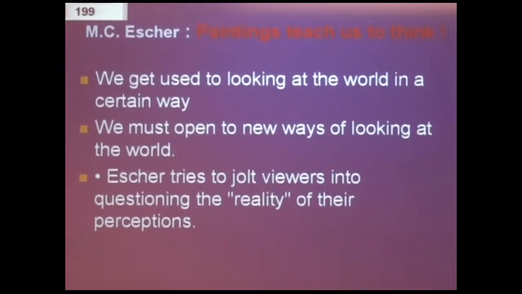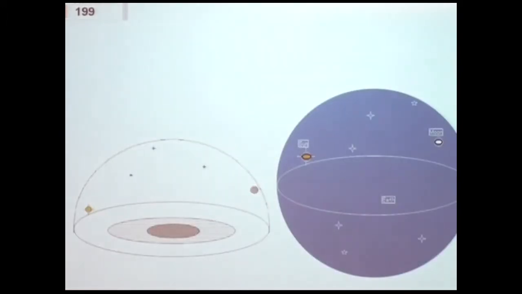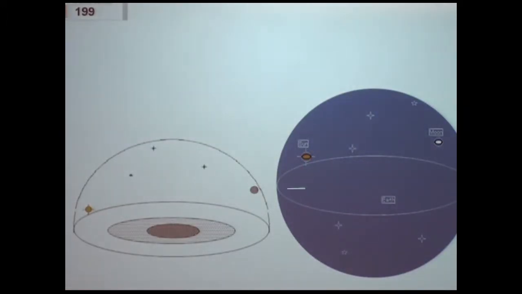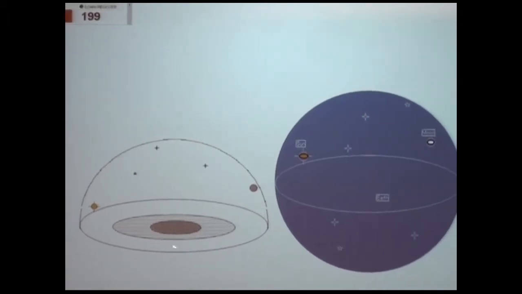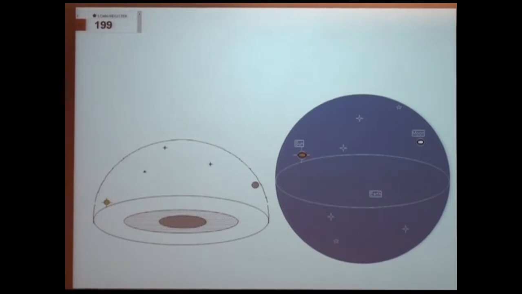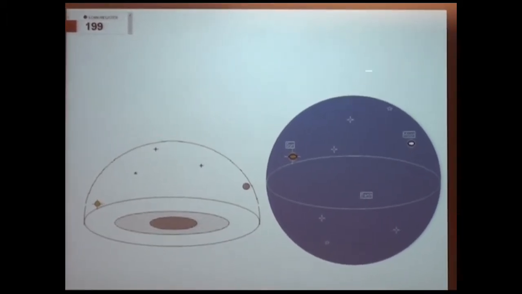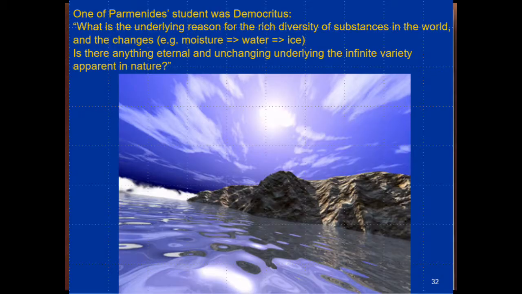And so what you need to learn from this exercise, from this course, is that we need to be open. We need to open our minds to looking at the world in different ways. Okay? And what Escher is trying to do is shake you up by jolting your reality, the reality of your perceptions. And this is exactly the example that I gave you before, namely Thales' cosmology based strongly on what he saw, versus Pythagoras' cosmology based strongly on what he thought.